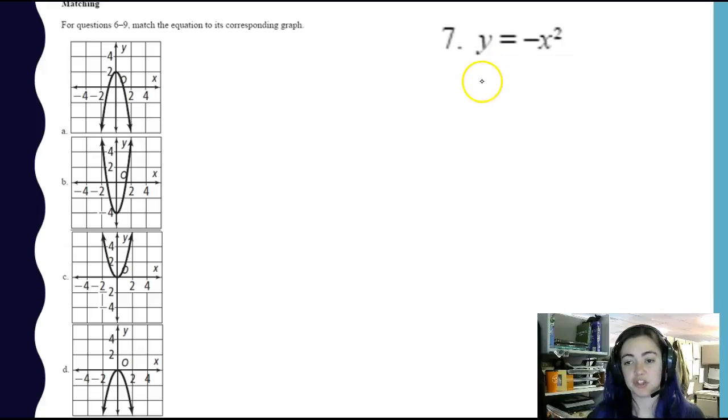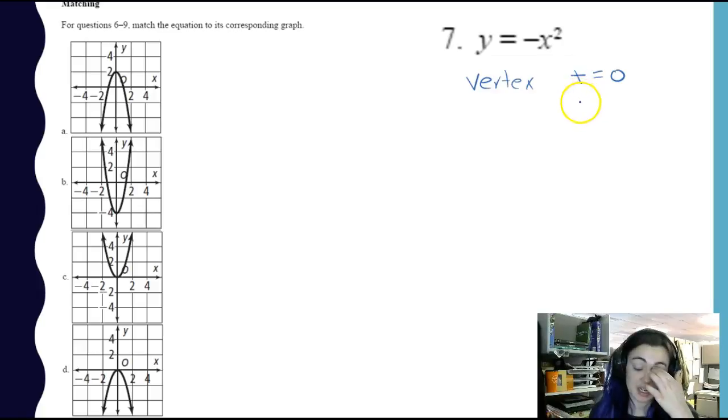For the next question, question 7. Again, we're matching the graph, so we can think of it the same way. Maybe the vertex helped us last time, so let's see if the vertex can help us this time too. When x is equal to 0, let's substitute that in and figure out what y is.